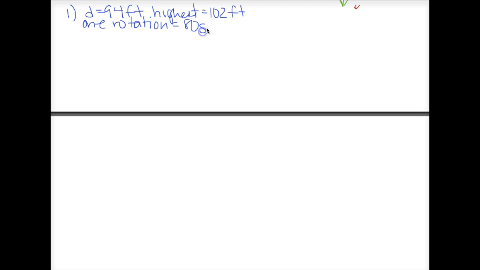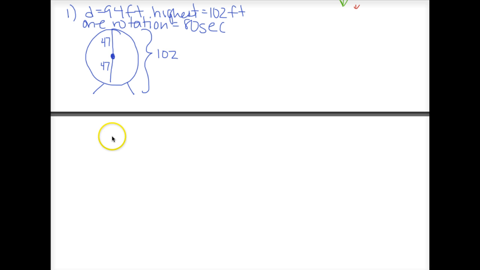every 80 seconds. So if you draw a picture like we drew a picture in the lesson with the sky wheel, here's the Ferris wheel, here's its diameter. The diameter is 94. Excuse me, which means that the radius has to be 47. So this is 47, this is 47. It says that the highest point, or the maximum, is 102. So that means this whole thing is 102.